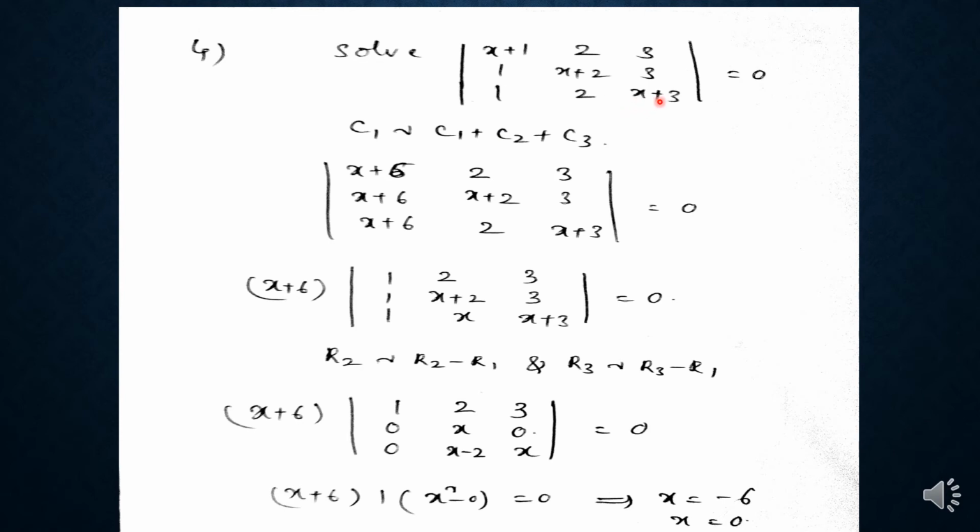Minus 3. That becomes 0. So that's why x is equal to minus 6 or x is equal to 0.